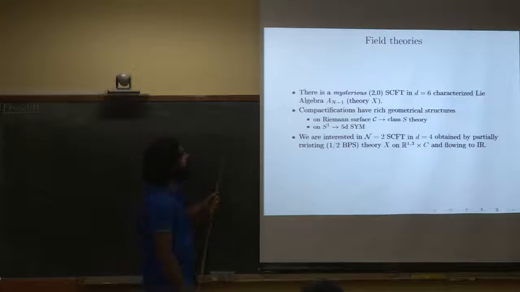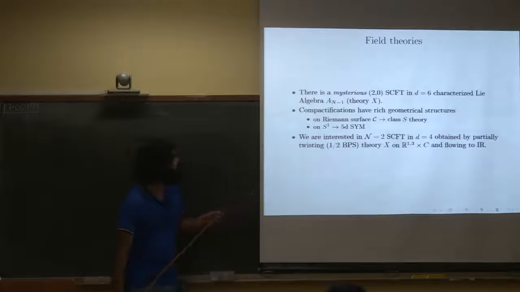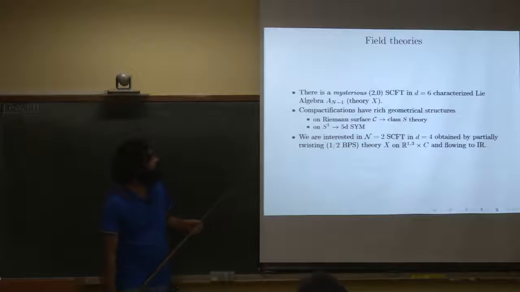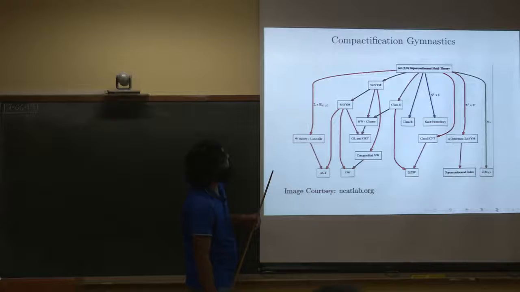So yeah, let me introduce some players in this project. First are these mysterious (2,0) superconformal field theories in 6 dimensions characterized by the Lie algebra A_{N-1}. It's too long to be a name, so let's call it theory X. This is a mysterious theory because we don't have any Lagrangian formalism for these theories yet, and it's not even known that such a formalism should exist. So in that sense it is mysterious, but at the same time they are quite interesting because one can perform several compactifications of these theories.